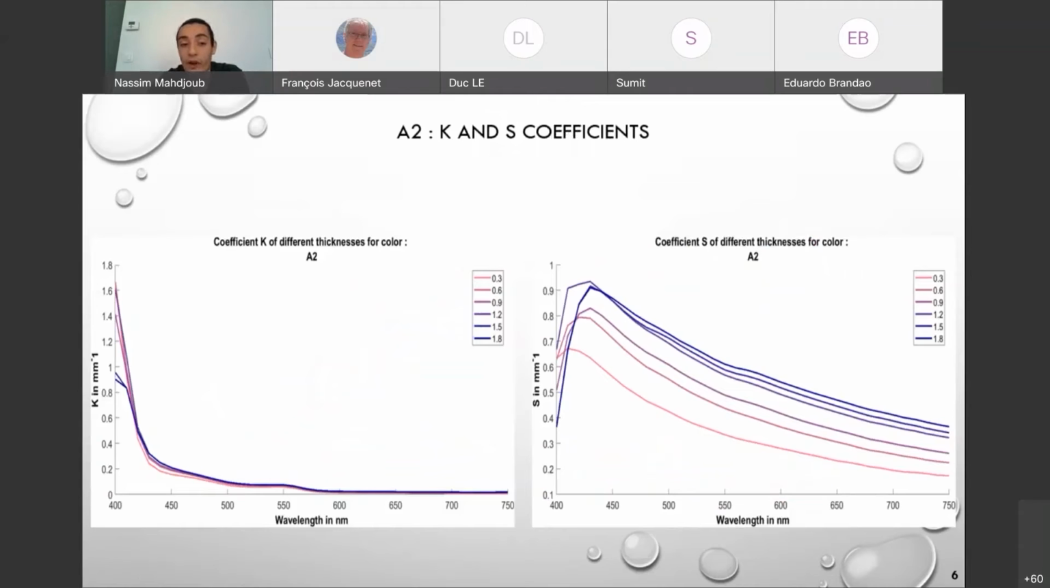Since we have our reflectances, we can compute our parameters K and S. The coefficients should be constant. As we see, for K, it's constant beyond the blue domain. In the blue domain, it's not the case. For S, as we see, it strongly depends on the thickness, and it's not the same. So we can say that our material is not diffusive enough.